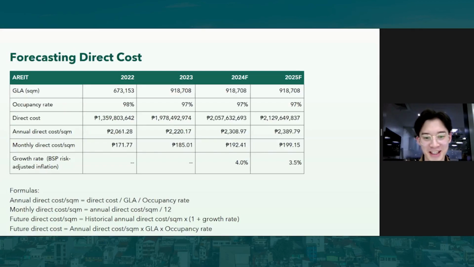Now in this table, we have the completed calculations. So with that, we arrived at an annual direct cost for 2023 of 2,220 pesos per square meter, or a monthly direct cost of 185 pesos per square meter. So with that, we have finished forecasting the variables needed to compute for NOI.